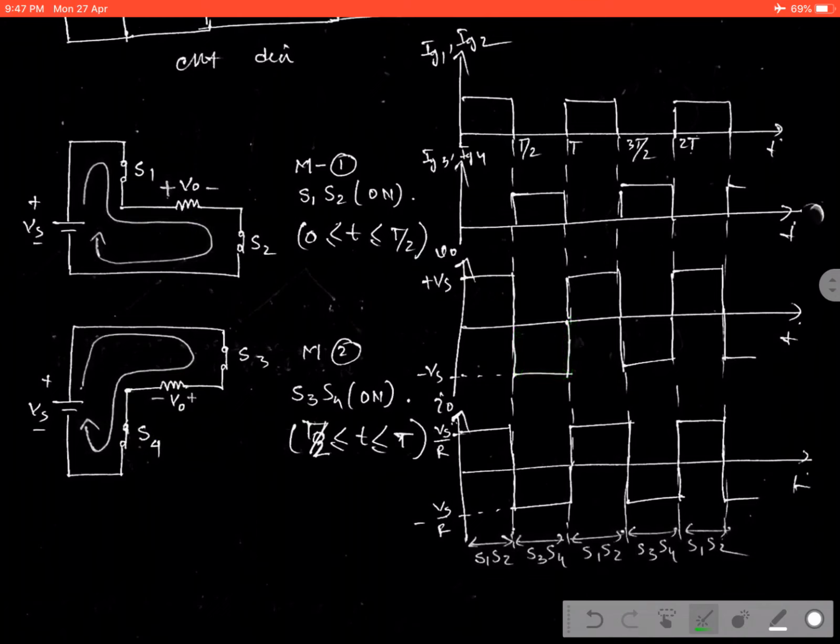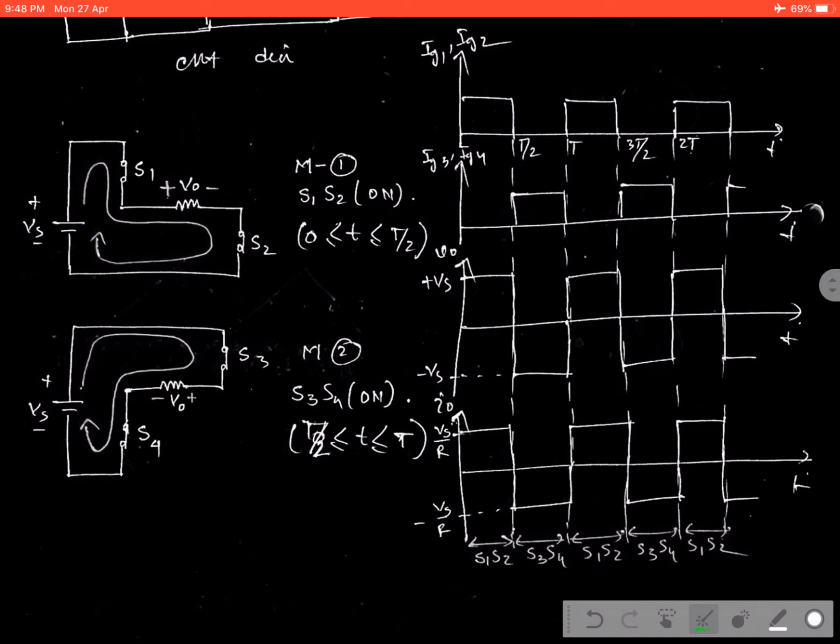As we are using only the resistive load, voltage and current both will be in the same phase. That is why the output current waveform will follow the output voltage waveform, and it has the magnitude of Vs by R, as Vs is the output voltage magnitude. As we are giving the supply voltage Vs, that will appear across the load, that is Vs.